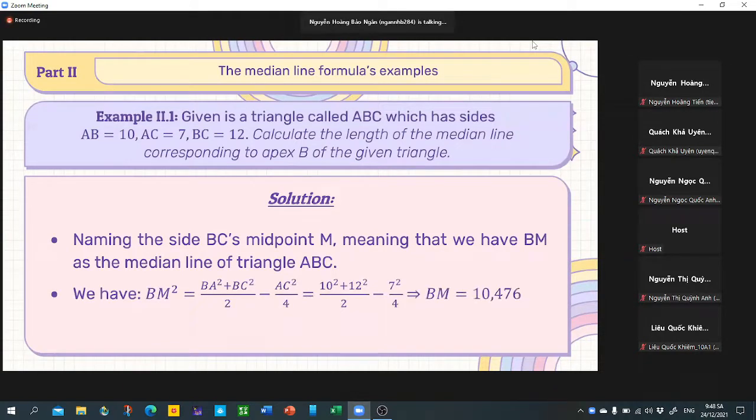We have BM squared equal BA squared plus BC squared over 2 minus AC squared over 4, equal 10 squared plus 12 squared over 2 minus 7 squared over 4. Thus it leads to BM equal 10.476.